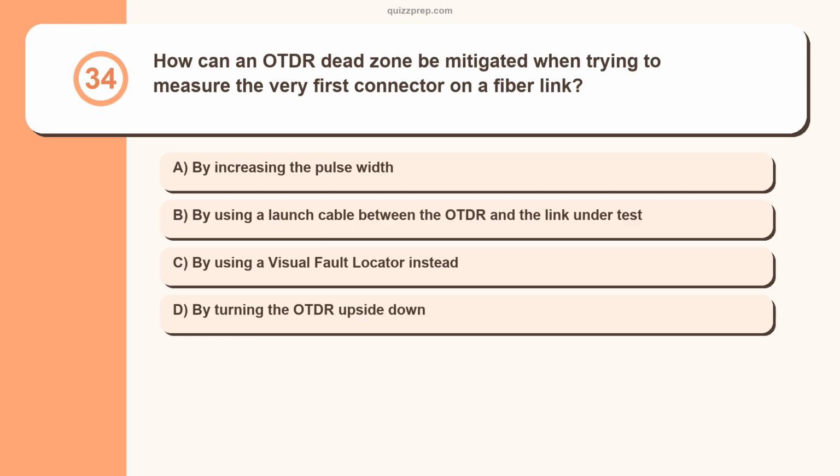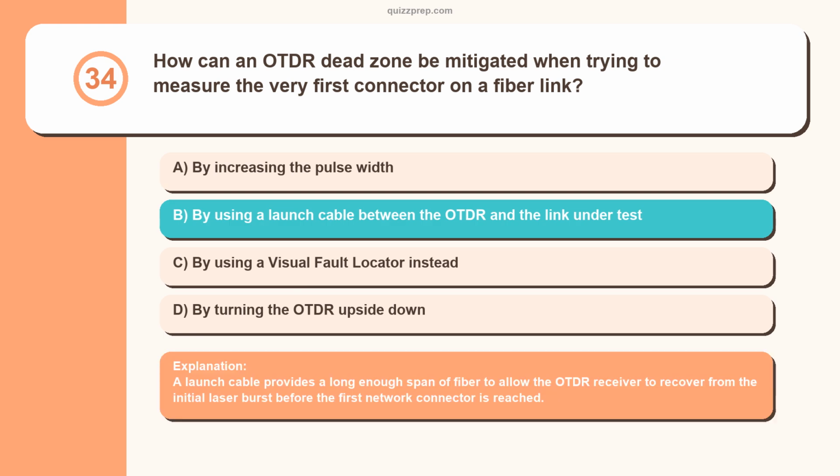Question 34. How can an OTDR dead zone be mitigated when trying to measure the very first connector on a fiber link? By increasing the pulse width. By using a launch cable between the OTDR and the link under test. By using a visual fault locator instead. By turning the OTDR upside down.